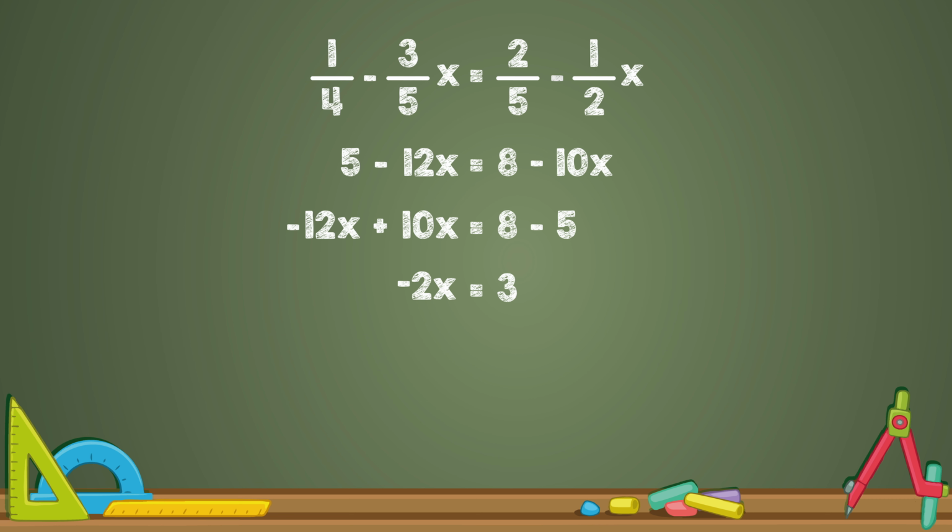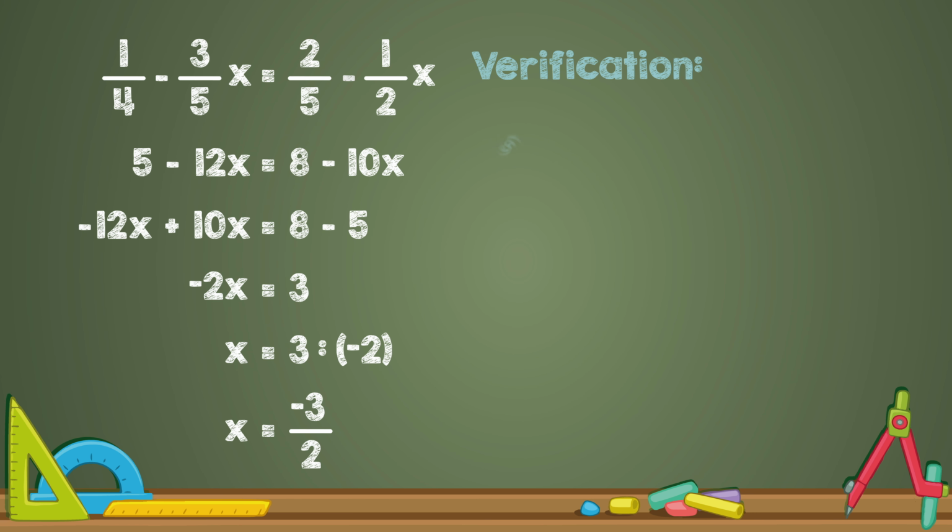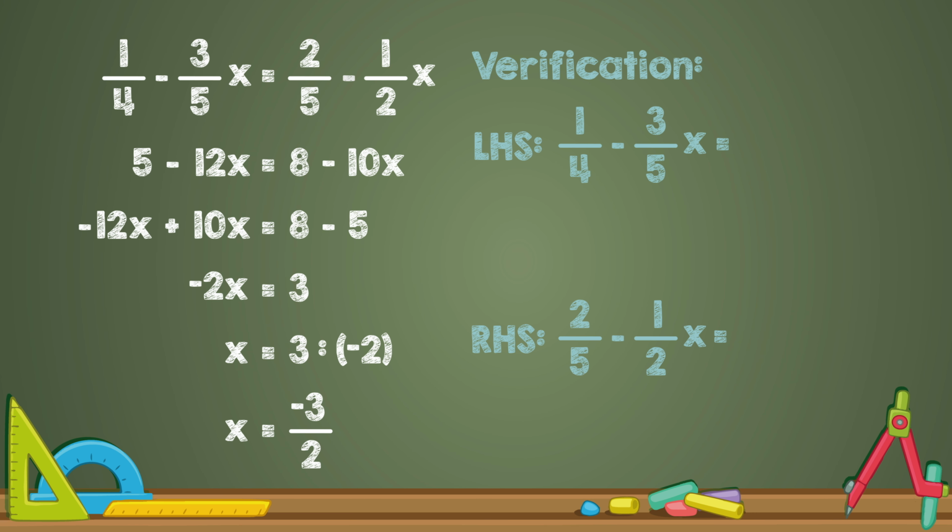Now we move the coefficient for the x to the right-hand side. Then we get x is equal to 3 divided by minus 2. And if we calculate this, we get minus 1.5 or minus 3 halves. We check our exercise. We copy the left and right-hand side separately. We replace the unknown with our answer.